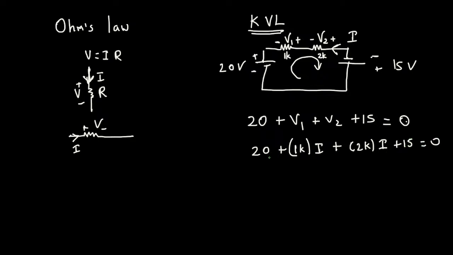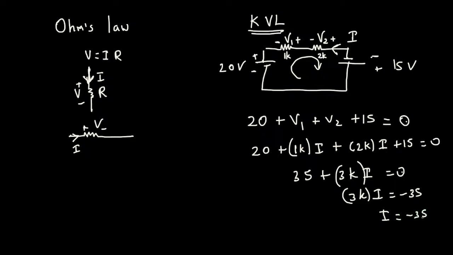And here we can add the similar terms. So here 20 plus 15, that's 35, and then 1kI plus 2kI, that's 3kI. Okay, so that's equal to 0. Therefore 3k times I is equal to negative 35. Therefore I is equal to negative 35 divided by 3k. Okay, so we can just leave it at this. 35 divided by 3 is approximately almost 12, so 11.9 something like that.